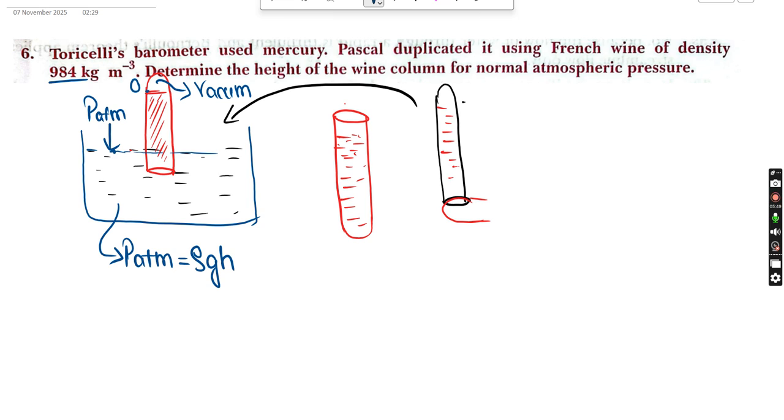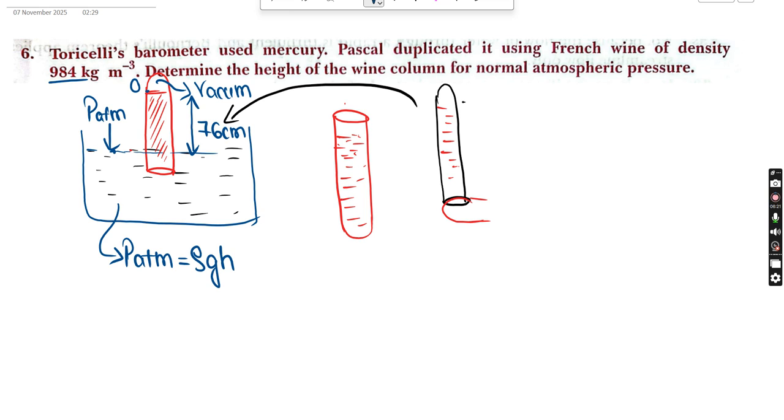After that we are going to do the same thing here also, right? Here they have asked us about the height. How much height will the French wine go, right? For doing this, we can use the same technique. In Torricelli, do you remember that the height was 76 centimeter? In the Torricelli barometer we got the height of 76 centimeter, correct?